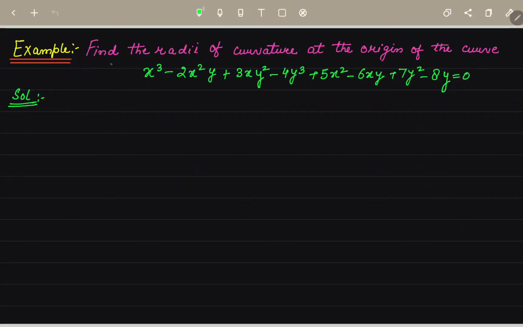The first example is: find the radii of curvature at the origin of the curve, and here the curve given is x cube minus 2x square y plus 3xy square minus 4y cube plus 5x square minus 6xy plus 7y square minus 8y equal to 0. First of all, what we have to find? We have to see whether this curve passes through the origin, that is, clearly we have to see whether (0, 0) lies on this curve or not, and after that what we have to find?